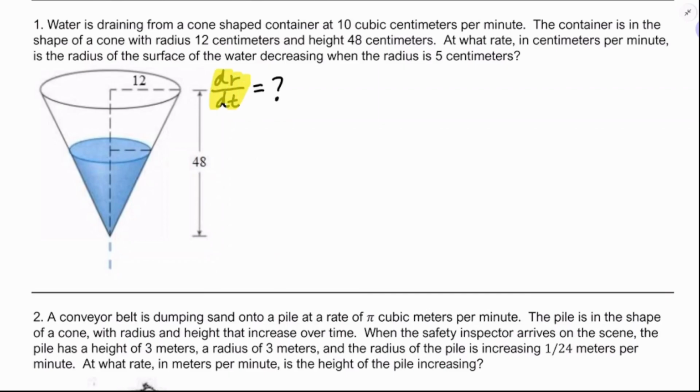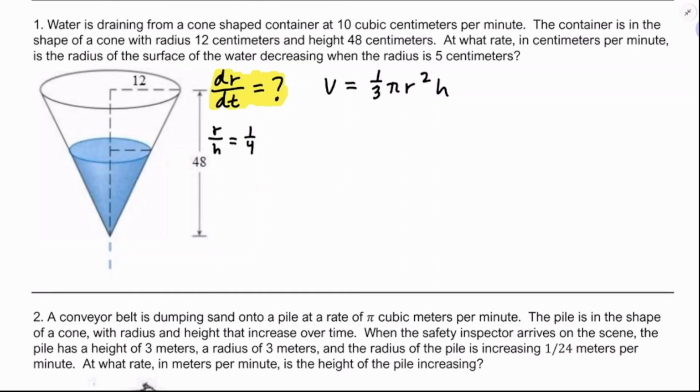I didn't write this on there, but had I given this quiz in class, I would have needed to give you the formula for the volume of a cone. That's 1/3 pi radius squared times the height. That's not something you're expected to know in AP Calculus. But we're going to need to use the similarity relationship. We know that the ratio of radius to height at any point when the water is draining from the cone is going to be 12/48, which is 1/4.